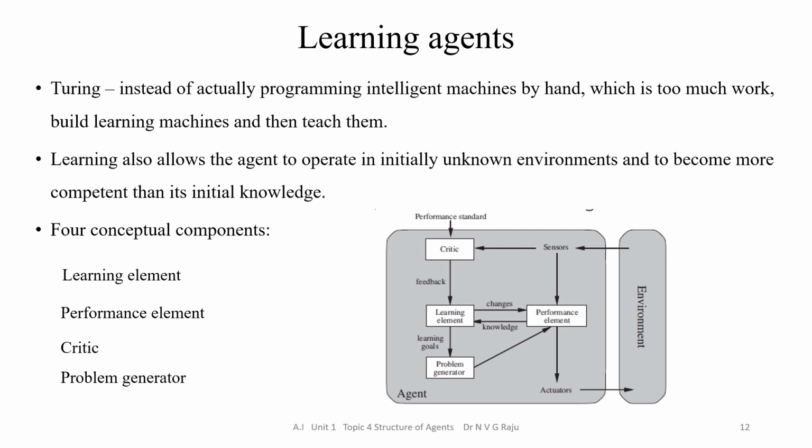The critic tells how well the agent is doing with respect to a fixed performance standard. The problem generator allows the agent to explore, and it is also responsible for suggesting actions that will lead to new informative experiences.